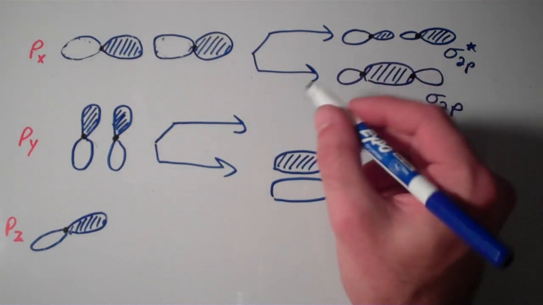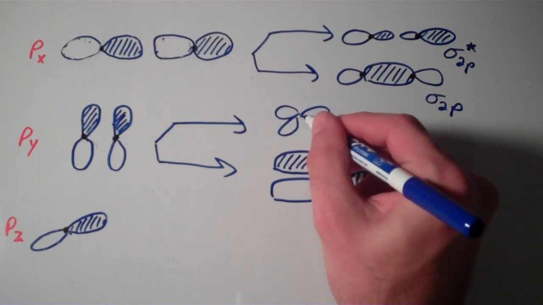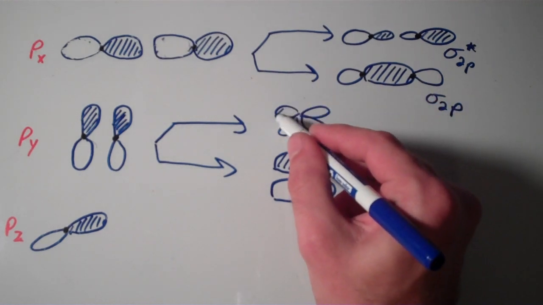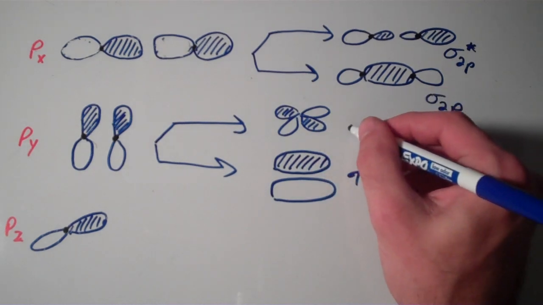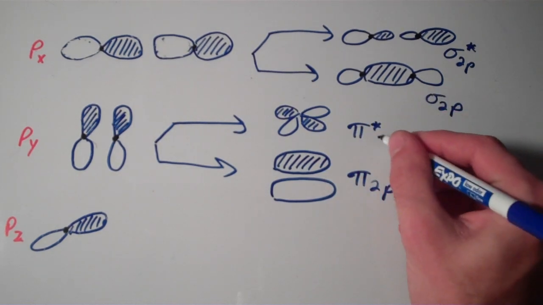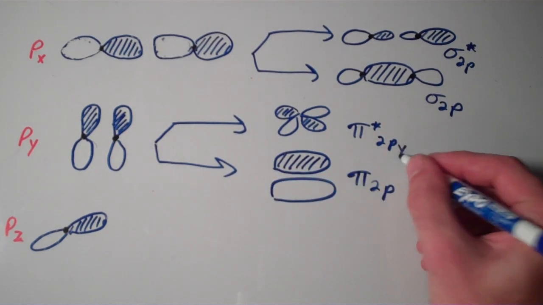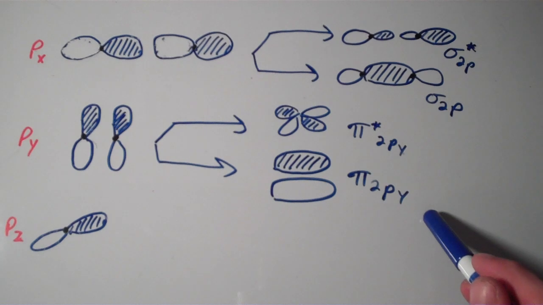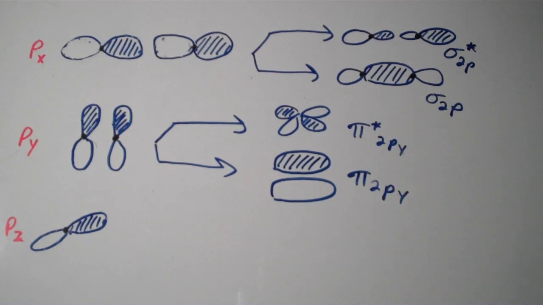And the other molecular orbital looks like this. And I didn't draw that too well, but oh well. And this molecular orbital is called the pi star 2p molecular orbital. We'll call it this pi star 2py molecular orbital. The pi 2py molecular orbital is the bonding MO, and the pi star 2py is the antibonding orbital.